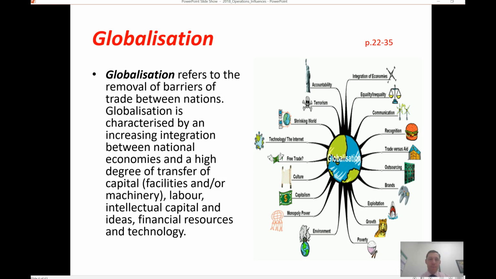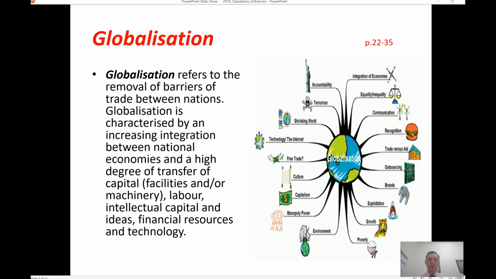But just to reiterate, it refers to the removal of barriers of trade between nations, characterised by increasing integration between national economies. As a lot of the things in this diagram refer to, the world is becoming a smaller place, smaller in the context of the ability to access goods and services from different countries, from different places around the world. Different inputs in the operations process can be accessed globally, which can be at a lower cost, or they can be more technologically advanced, or superior in their quality.